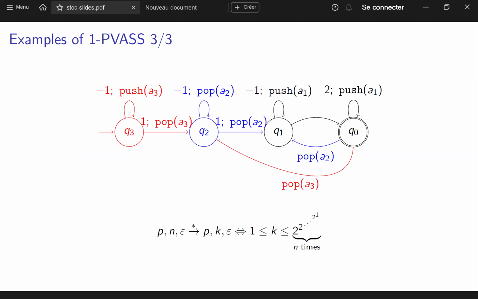I hope these quick examples convince you that even with one counter, pushdown VAS can already have complex behaviors, and in particular, a finite but extremely large reachability set.